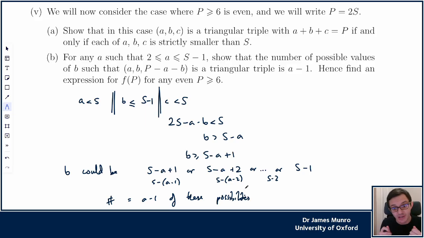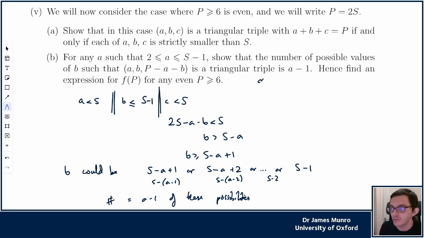We've got some restrictions on A, B and C. We know that no side can be too big. And we've said that if you fix A, there's only a few possibilities for B. The number involves A. The number is A minus 1. That's how many possibilities there are for B. But we're doing quite well now because we can just think about all the different possibilities for A.